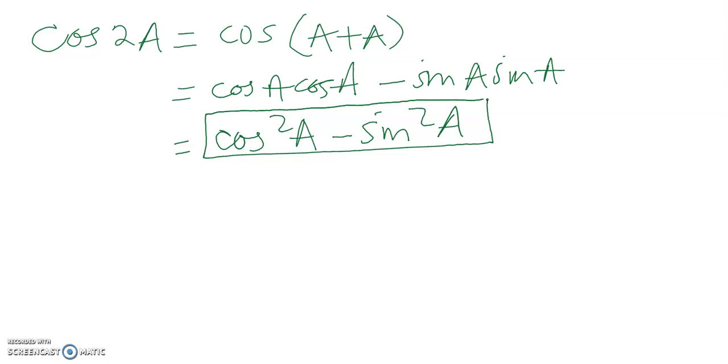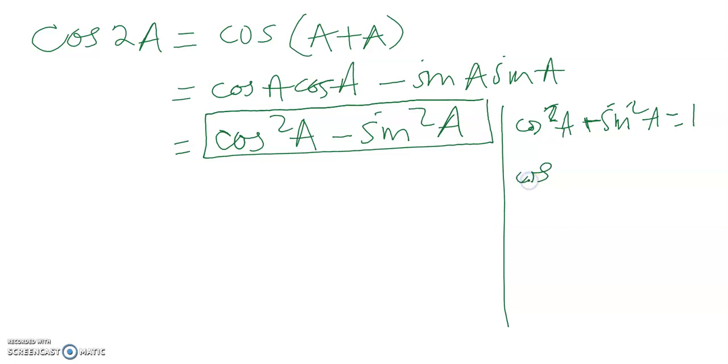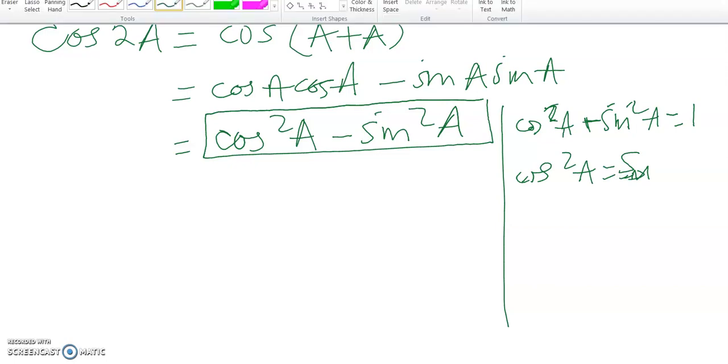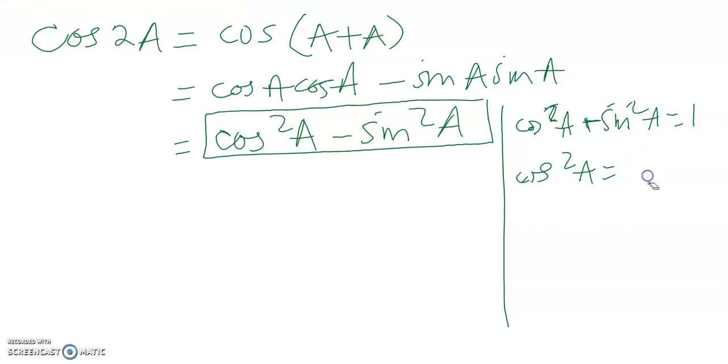I'll do that on the side. If we have cos squared a plus sine squared a equal to 1, then we can make some substitutions such that cos squared a is equal to 1 minus sine squared a.